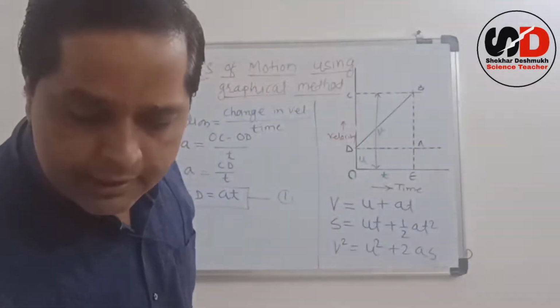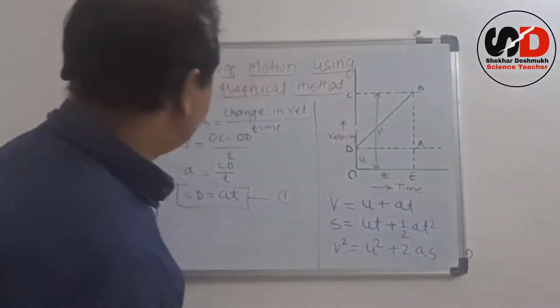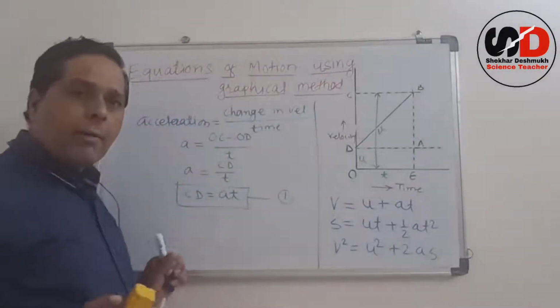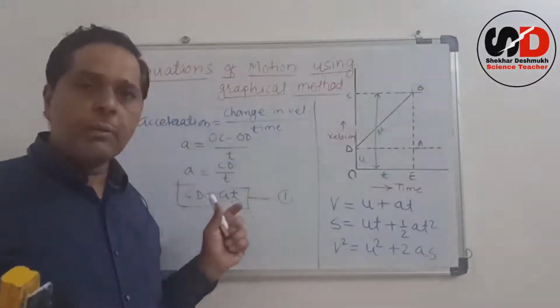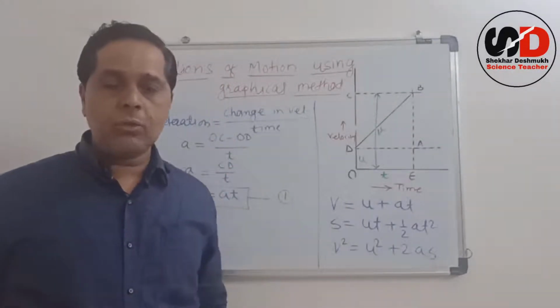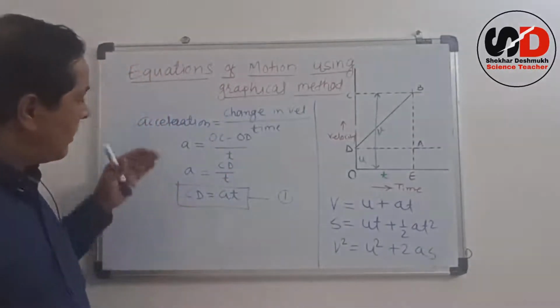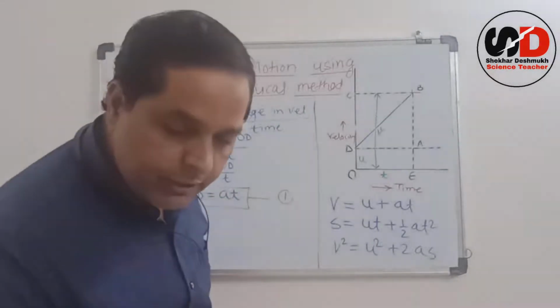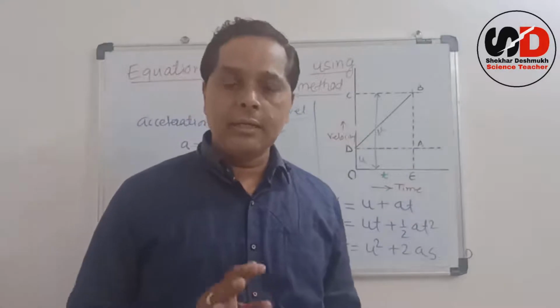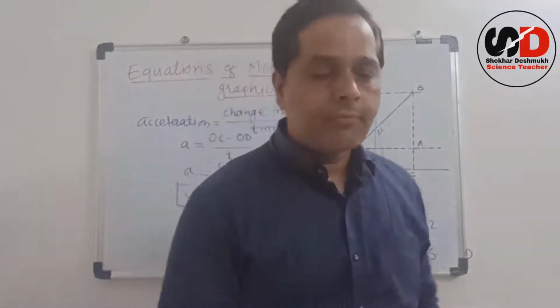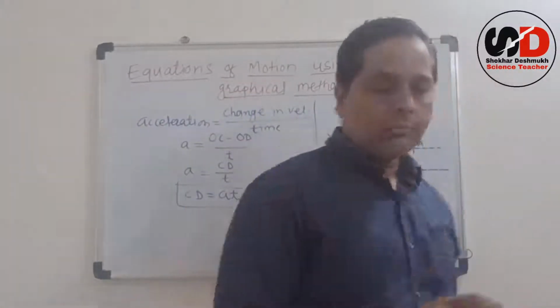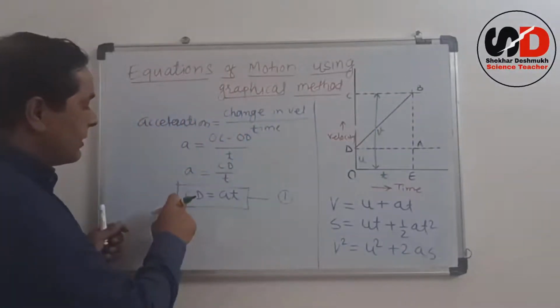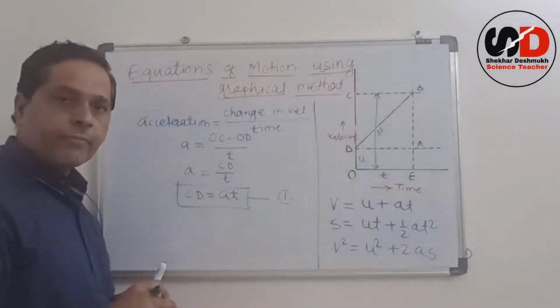So I will place this equation here. आपल्याकडे जागा खूप कमी आहे बोर्डवर, त्यामुळे मी काय करतोय, मी सरळ सरळ एक एक इक्वेशन आपण प्रूव्ह करत जाऊया. ठीक आहे, तिन्ही इक्वेशन्स एका ठिकाणी बसणार नाहीत. So now we get CD is equal to AT.